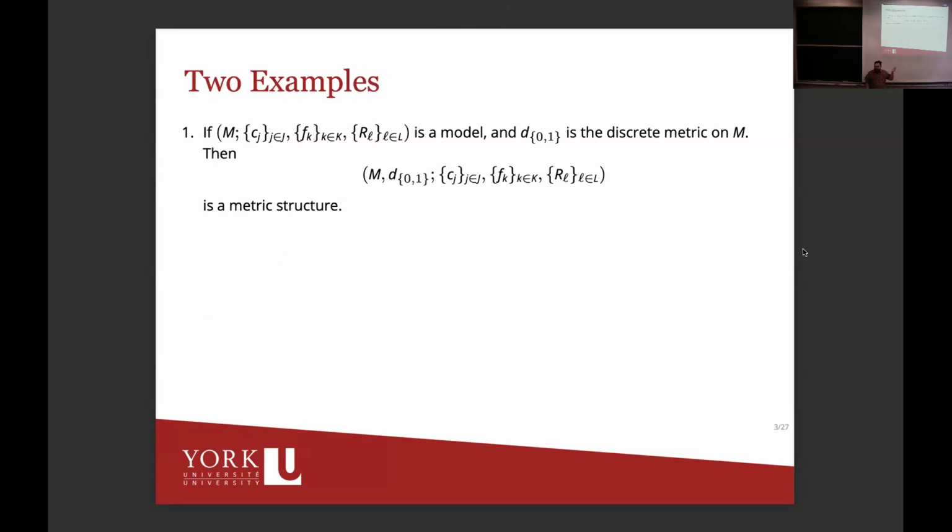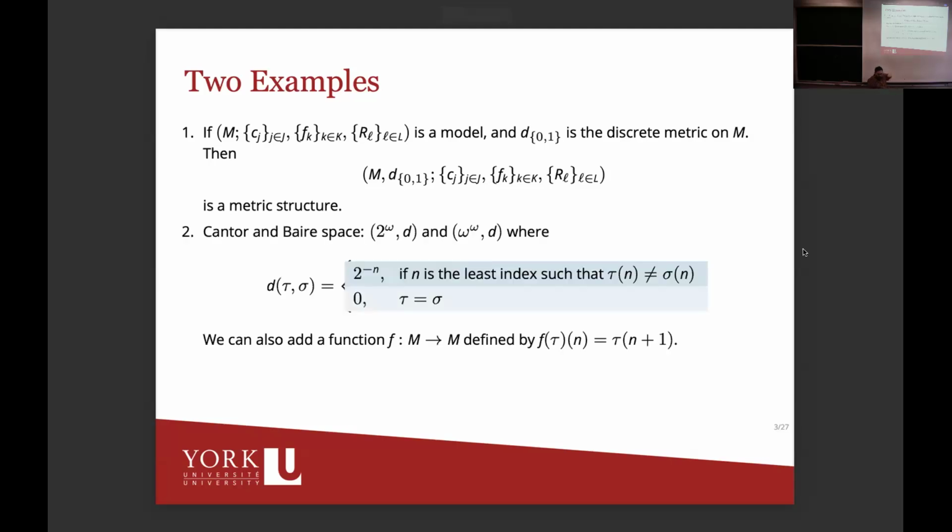So let me give you some examples. The first one is the trivial one. I'm going to take a model and put the discrete distance on it. If two things are equal, their distance is 0. If they're different, their distance is 1. It turns out that anything is uniformly continuous with respect to that distance. So voila, I've made a metric structure. But that isn't super helpful for thinking about how they look, so let me give you another example.